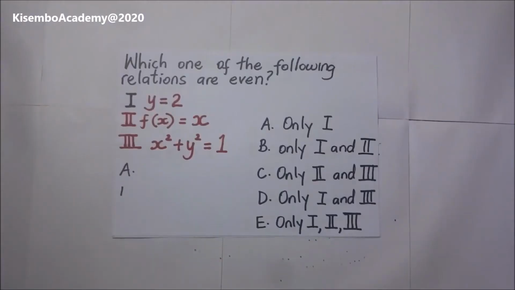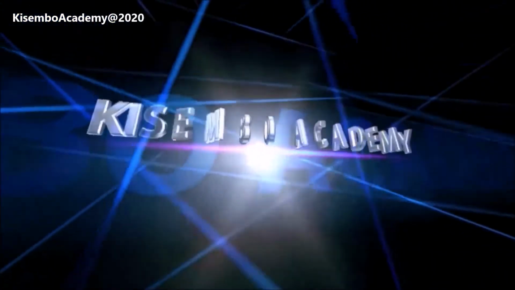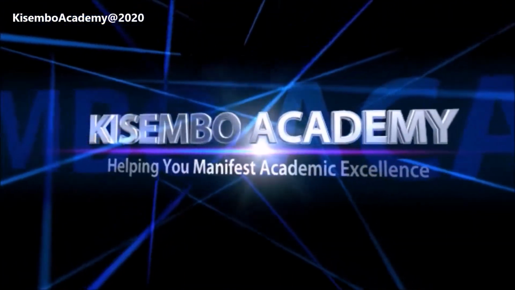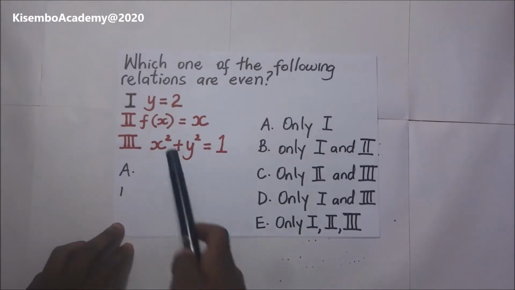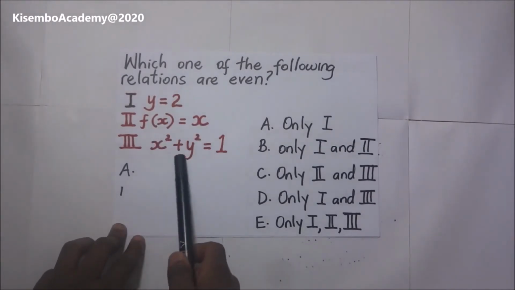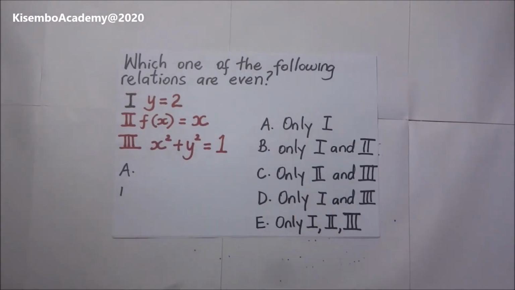In this session, we are going to do some 3 multiple choice questions regarding the topic on odd or even functions. Which of the following relations are even? We have Roman 1, Roman 2, and Roman 3: y is equal to 2, y is equal to x, and then x squared plus y squared is equal to 1. Which of these relations are even? That's what the question asks us to do.